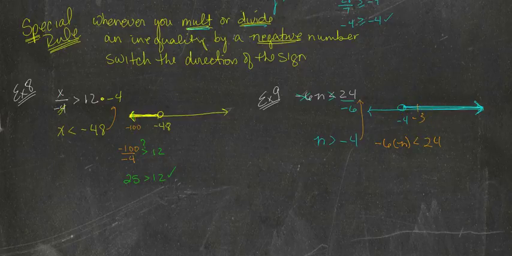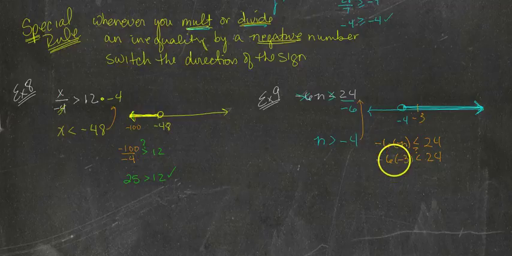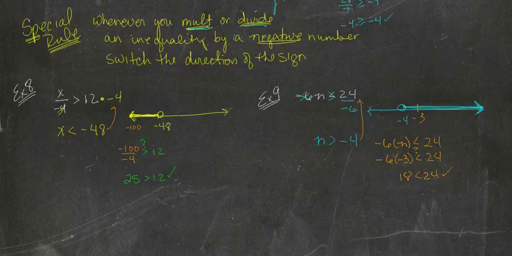That's closer to 0, right? So negative 6 times negative 3 is less than 24. We don't know if that's true. Negative times a negative is a positive. 6 times 3 is 18, less than 24. And by golly, 18 is less than 24, so that's the correct answer.